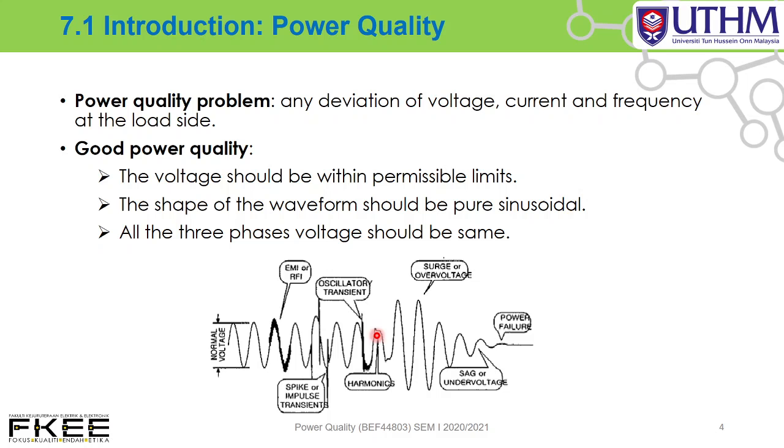Maybe we can have harmonics, due to the nonlinear load. In some cases we have a surge, for example from lightning, from a lightning strike. Of course, we have over voltage. Maybe in some cases we have a sag or under voltage, or we have a power failure. Power failure, there is no supply, voltage equal to 0.